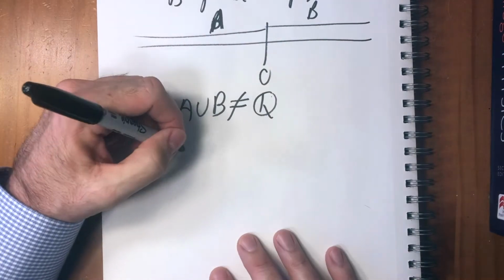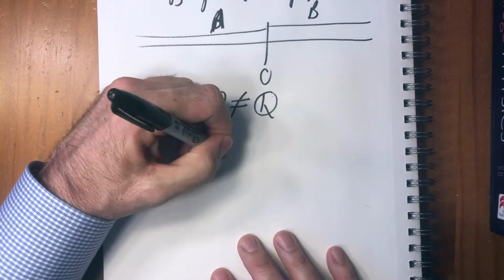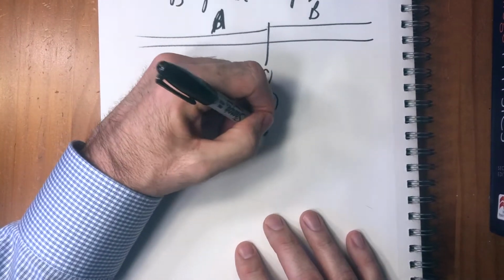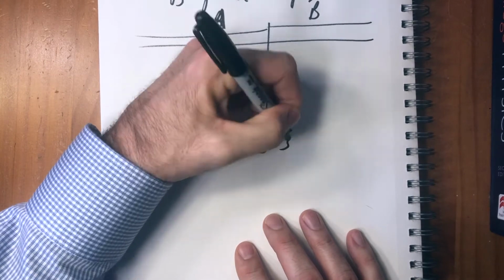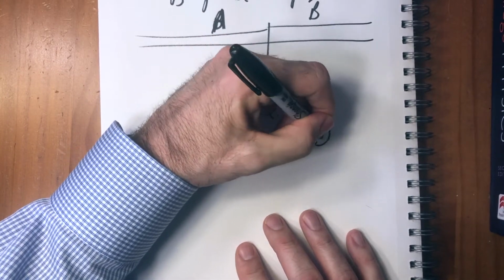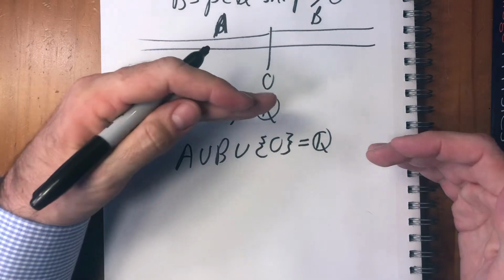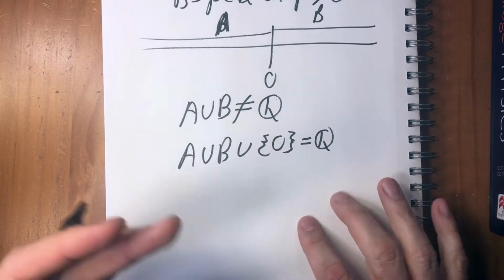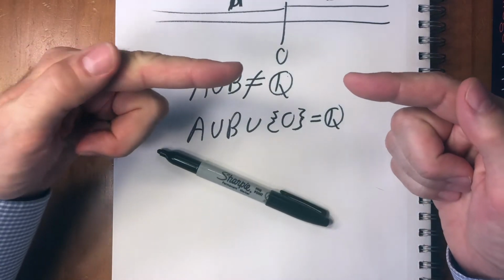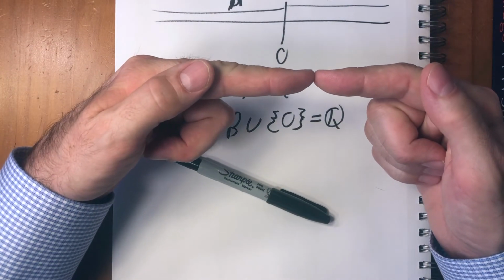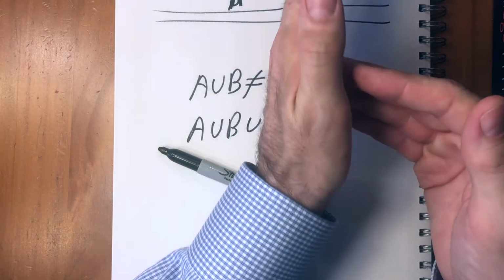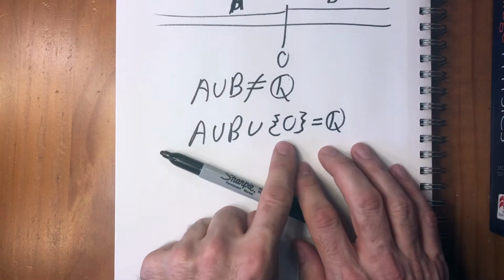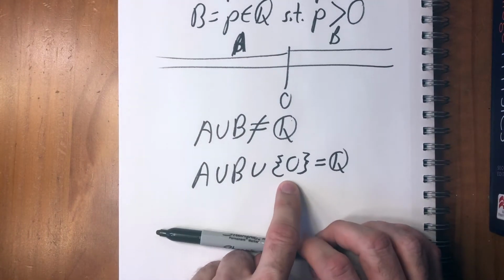So in order to cover Q, you'd have to say A union B union, you'd have to add 0 in there. So you have all of A, all of B, slide 0 in there, and you get all of Q. So the important point here is that these two sets get infinitely close together, but there's still something missing between them. And you can fill that in with a rational number, with 0.